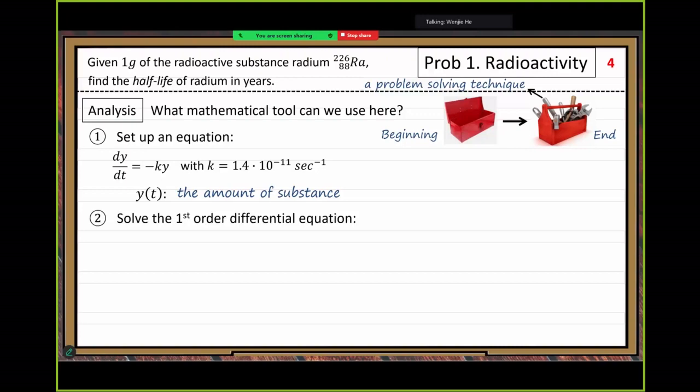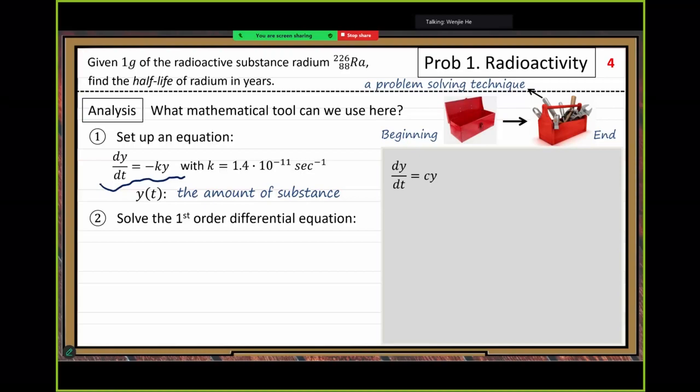Step 2, solve the first order equation. This equation we call the first order ordinary differential equation, ODE. Differential equation. Okay? All right. Now, I want to look at the solution, and I want to look at it a little more generally.